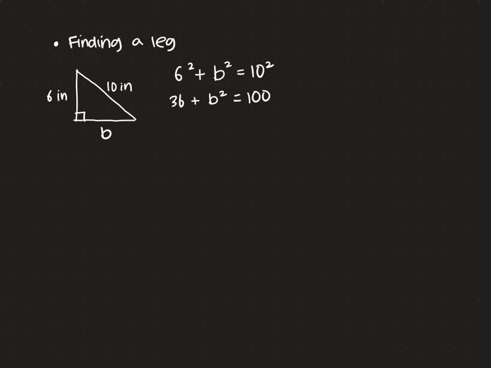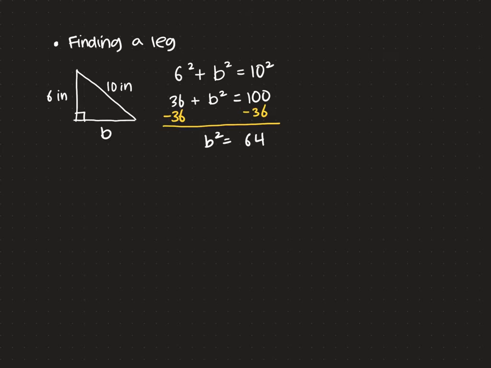In order for me to find B, I first have to leave B on one side and then move everything to the other side. So I'm going to subtract 36, and when I do 100 minus 36, I'm left with 64.